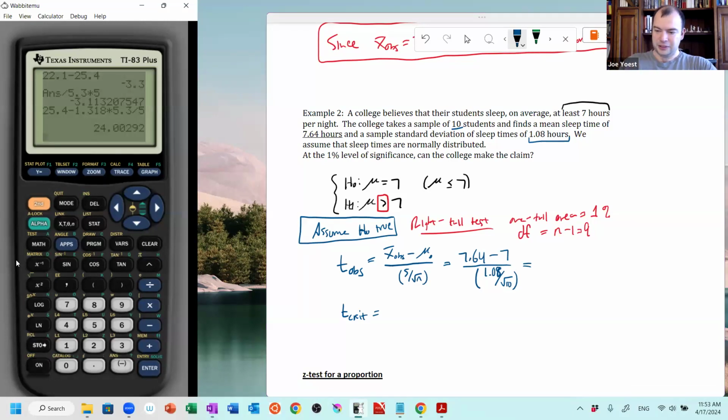I see my numerator is just 0.64 divided by 1.08. And then that root 10 that's in the denominator flips up top. So I get a times square root of 10. Or it gives me 1.87.